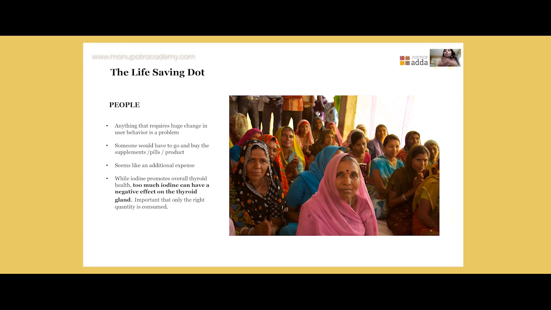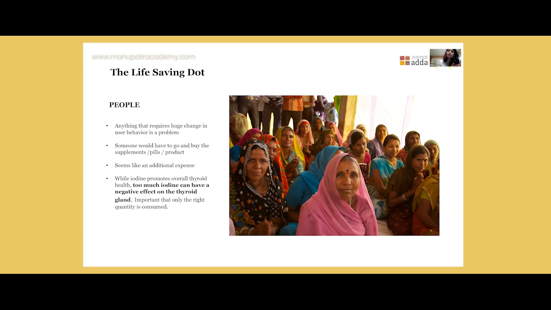Plus, if you're thinking about user behavior, changing user behavior is not easy. Convincing them to save some amount of money for themselves, for their health, to put it into a supplement that is not going to change their life today, but will lead to a better life over time, is not something that's easy to explain to them. So even though iodine is important for them and overall it'll lead to better health, how do you explain to them that this is important?